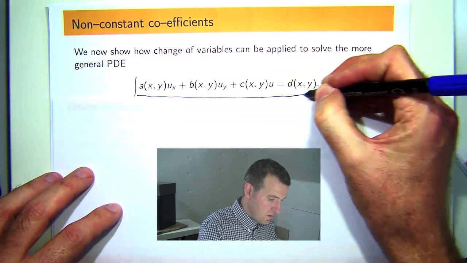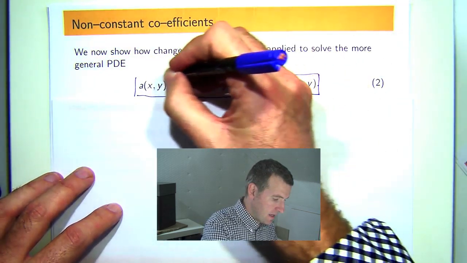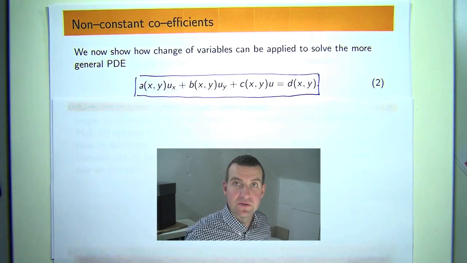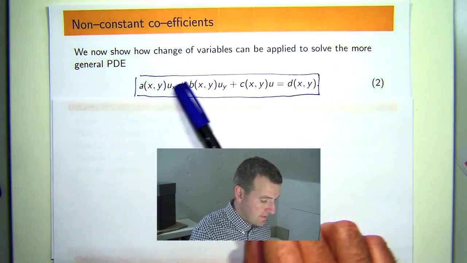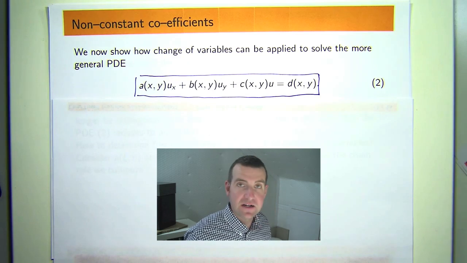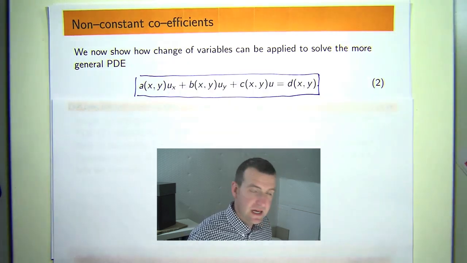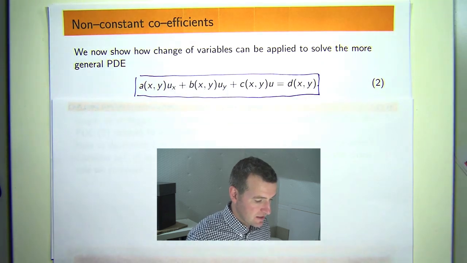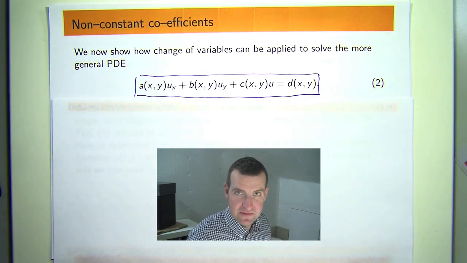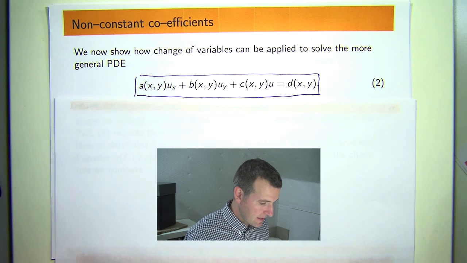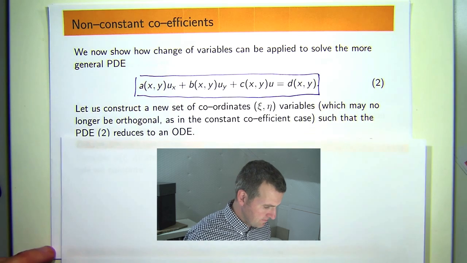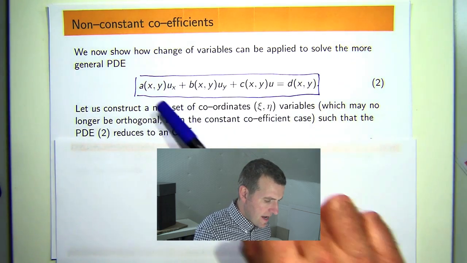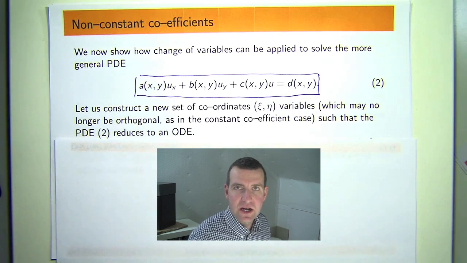This is the general linear PDE that we're going to discuss. Here A, B, C and D are potentially functions of x and y. U is the unknown function of x and y, and the subscripts denote partial derivatives. Okay, so how do we solve this using a change of coordinates?